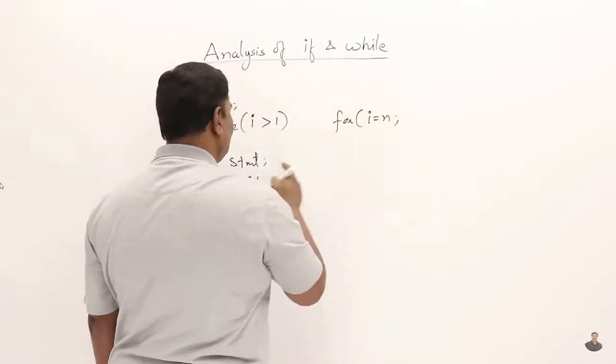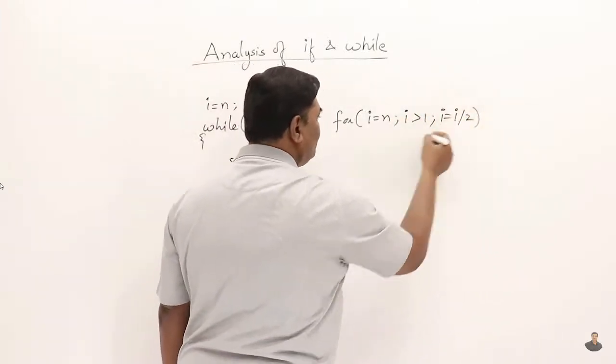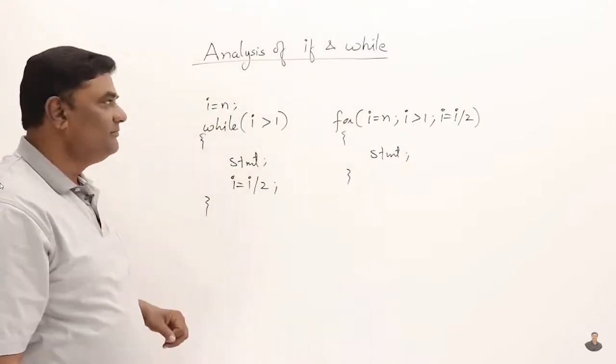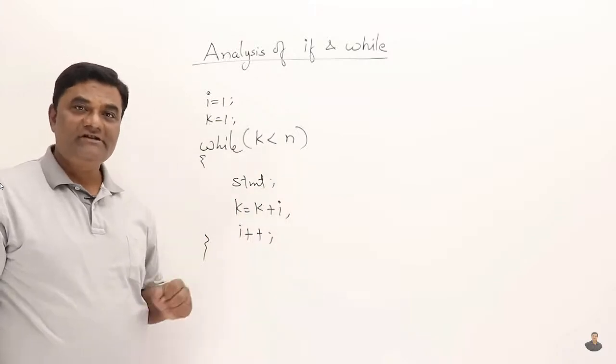For i assign n, i greater than 1, i assign i by 2, some statement inside. This type of statement we have already analyzed in the for loop. The same thing using a while loop will take the same time. Now here I have a loop. Let us see how many times this will execute.